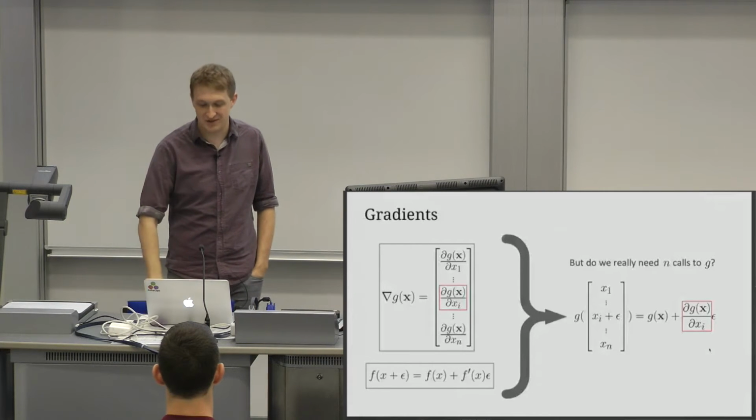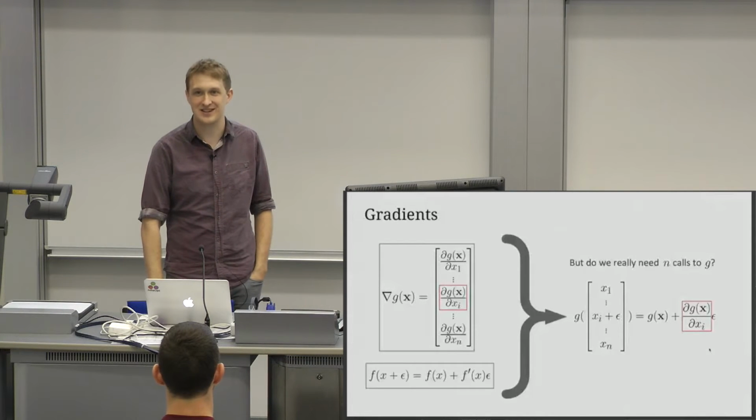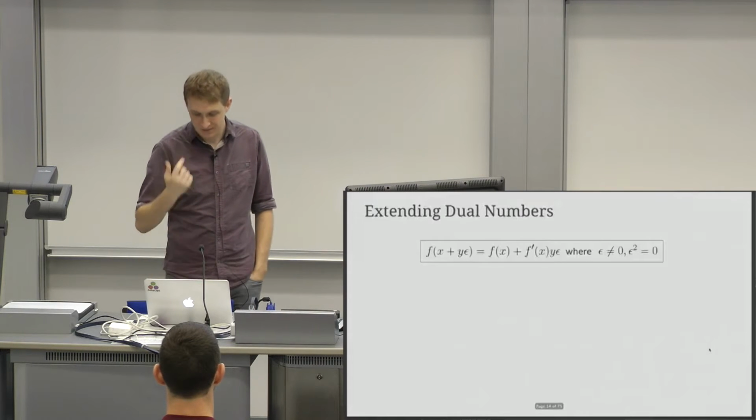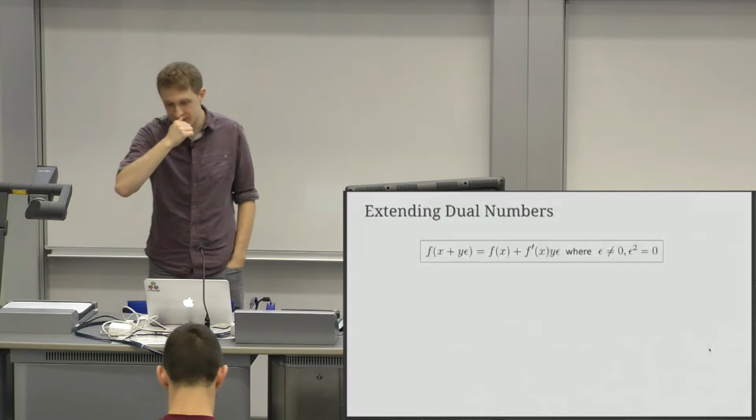We kind of have this dual number, and it's almost like engineered to take derivatives, so why can't we just engineer it to take gradients more efficiently? So it turns out you can. You can extend these dual numbers.